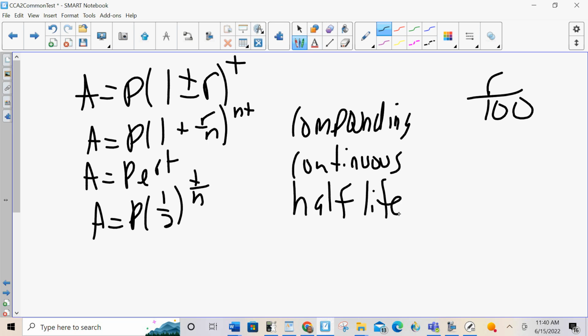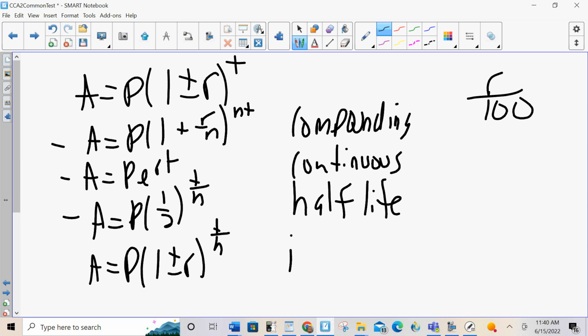Irregular time also has the exponent of t over h. If you see compounding, we use our n formula, unless it says continuously, then we use per. Half-life, we use the half-life formula. And irregular, meaning that we are increasing by 5% every 2 years or every 3 years, that's when we use the irregular formula. If we don't see either of those things, that's when we use our regular exponential modeling.